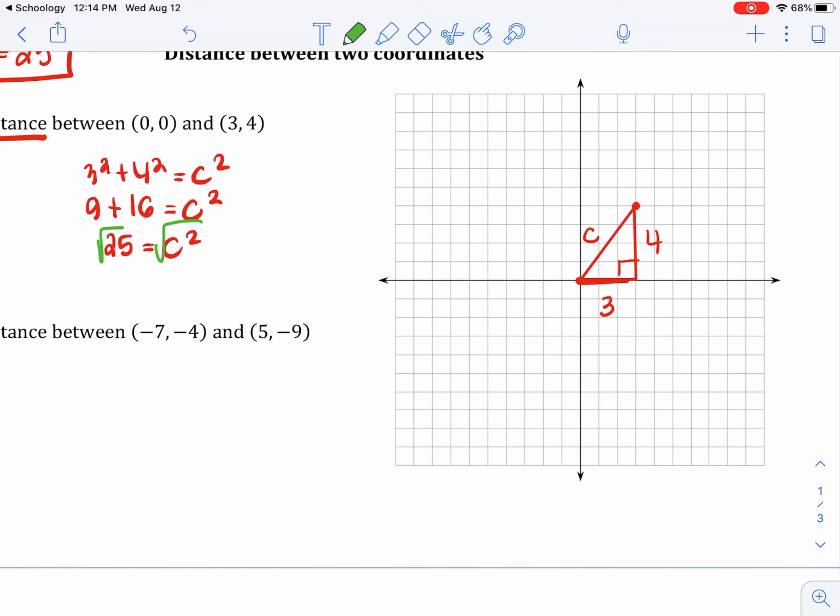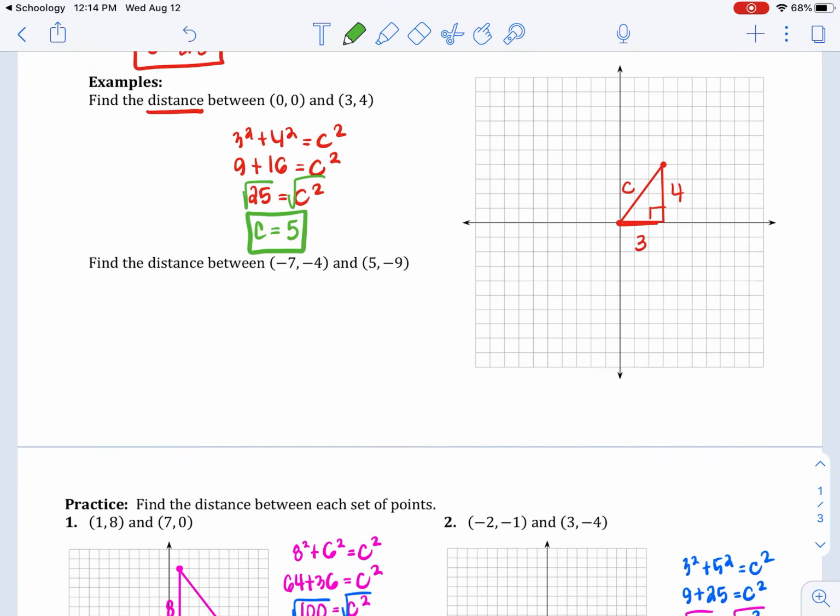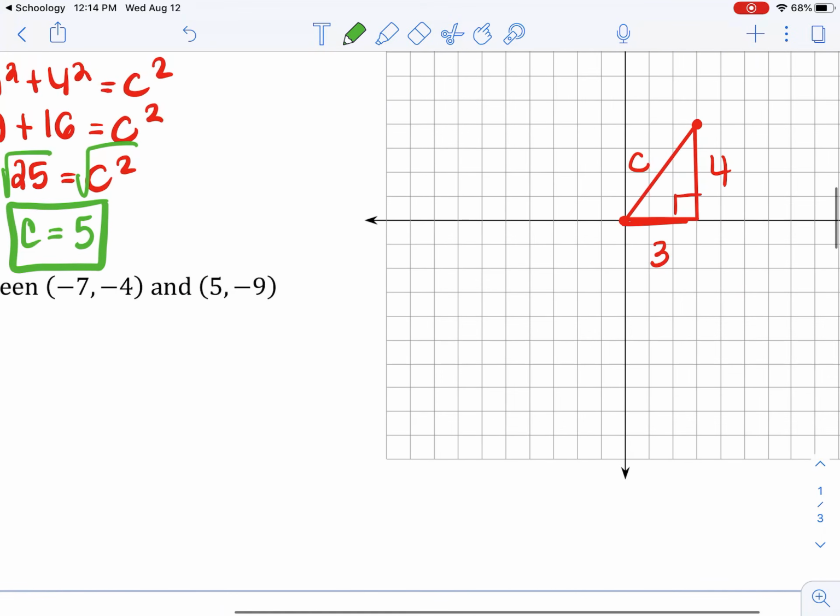Square root to get c by itself. Hopefully you don't need a calculator for this one. If you don't know your perfect squares, make sure that you practice them so that you can get them quickly here. C is 5. All right, next one.